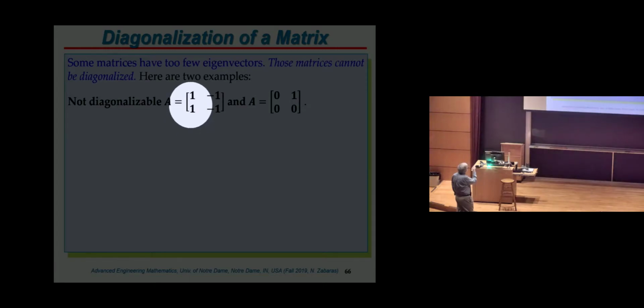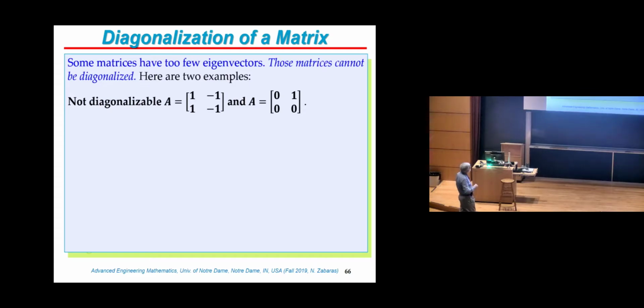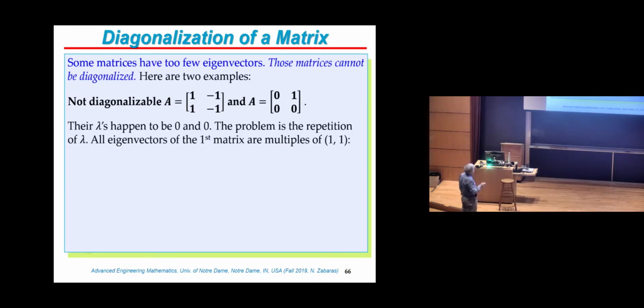We're going to take this matrix 1, 1, minus 1, minus 1. What are the eigenvalues of this matrix? Actually, they have the same eigenvalues. The eigenvalue is 0, and so you get 0 with multiplicity 2. There's nothing else. Even though the matrix is not 0, you get 0 with multiplicity 2.